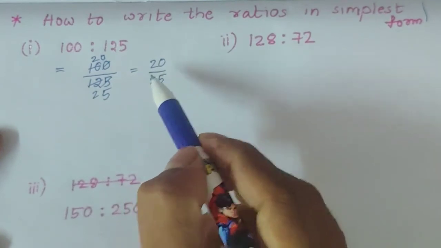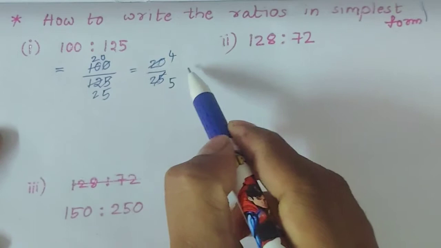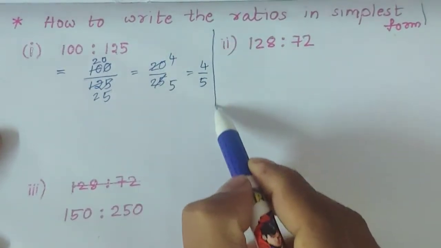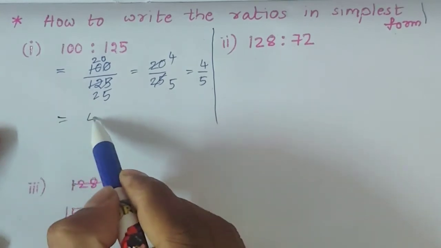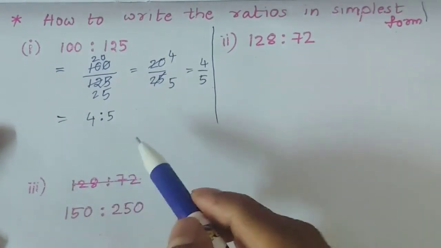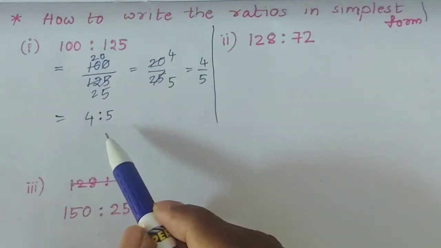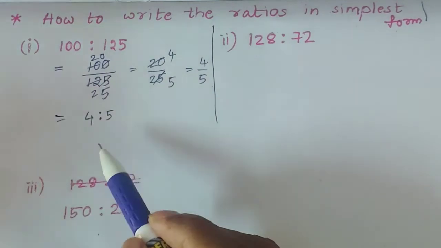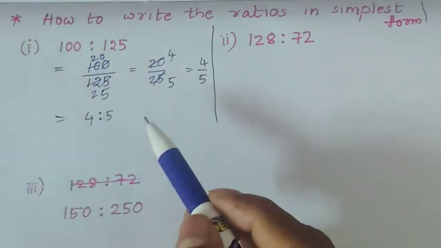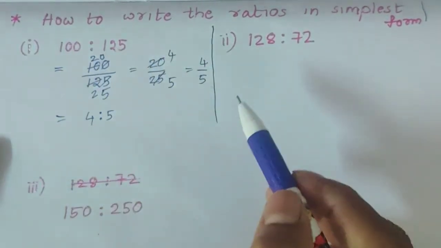Again these two are cancelled in the fifth table. 5 fours are 20, 5 fives are 25, so that equals 4 by 5. So the answer will be 4 is to 5. You know that these two will not be cancelled again in any table. 4 and 5 are not cancelled by any other table other than 1 and themselves. That's the reason this is the simplest form for 100 is to 125.